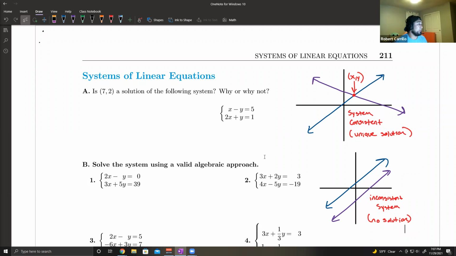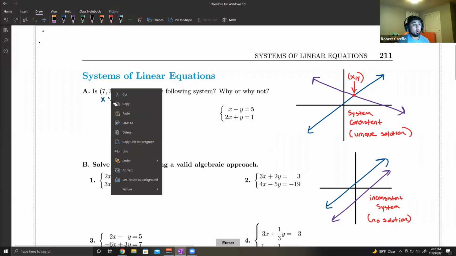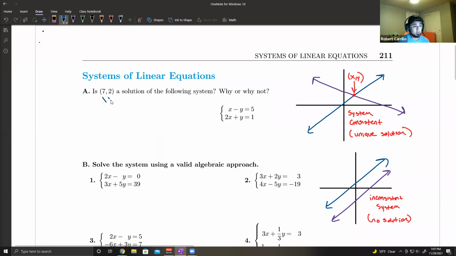Problem A says, is the point 7, 2 a solution to the following system? Remember, every point is labeled as x and y. So in order to check if we have a solution, we take 7, plug it in for x, take 2, plug it in for y, and see if it holds true for both equations. Let's plug it into the first equation and see if it's true.